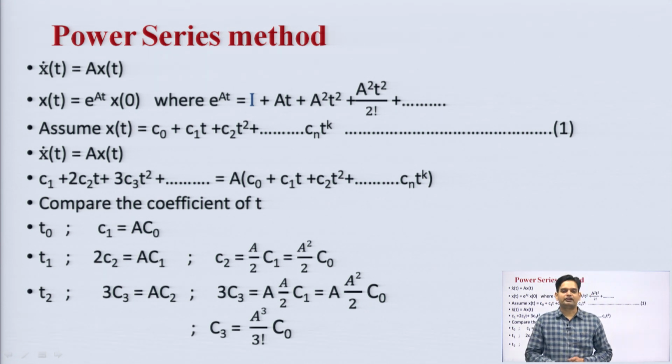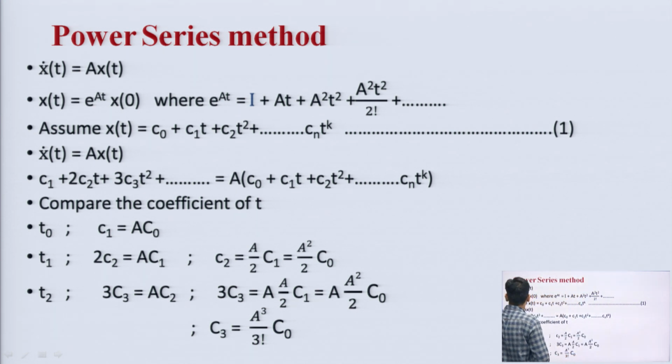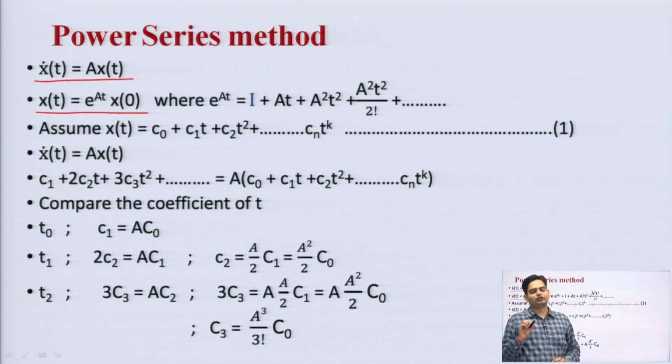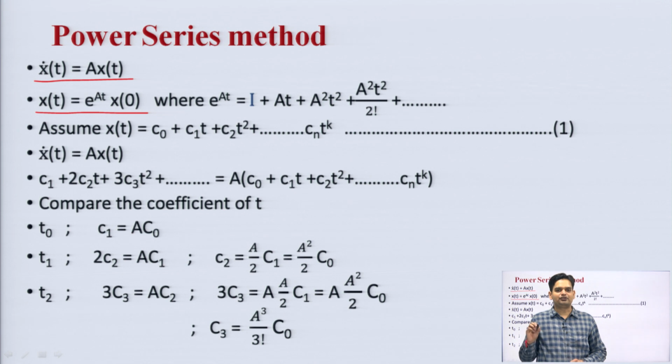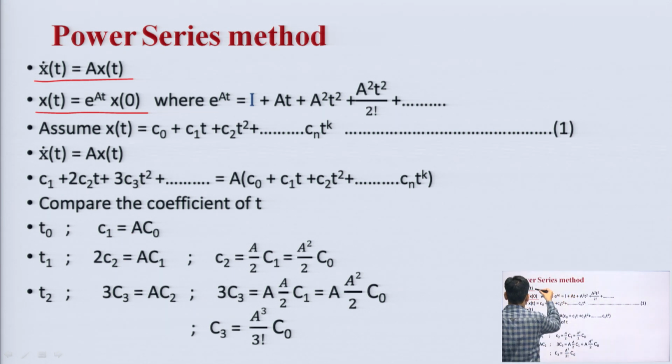We had already discussed the Laplace method. Now, we will come to the power series method. In the power series method, we have to use the expression x dot t equal to A x of t. Here I am assuming that my external input is 0, because for the state transition matrix the input is only the initial condition. So, that is why we assume this is my state equation.